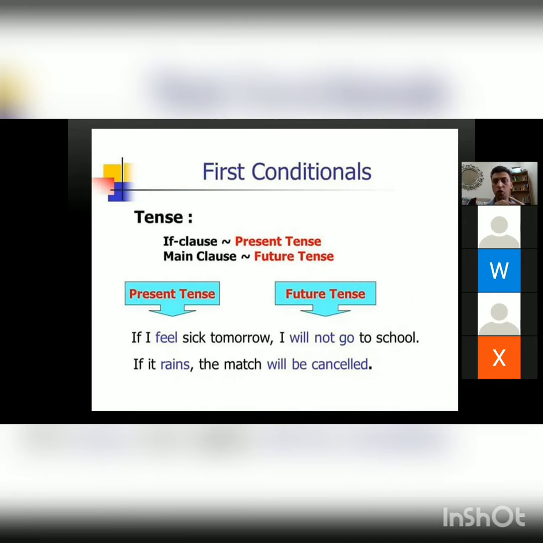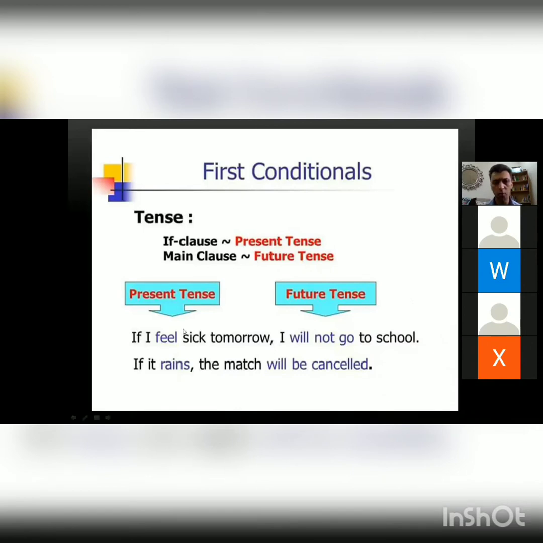So the tense of first conditionals: you know that we have two sentences, the if clause and the main clause. The if clause should be present tense, that is present simple. Here, that is first conditional. Look at that, that is present tense, and the main clause is future tense. We will come to the kind of future that we use. That is will. We are not supposed to use would, should, could, any one of them. That is the second conditional, which we will have in the next lesson.